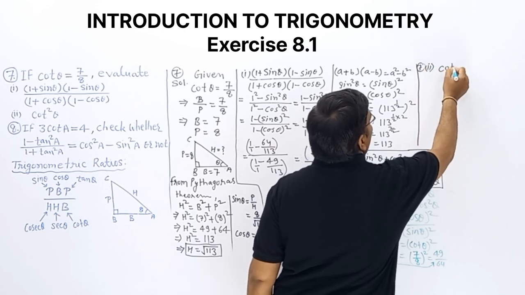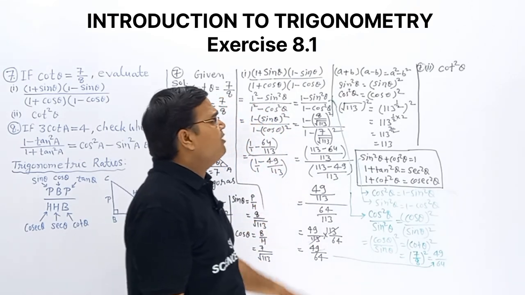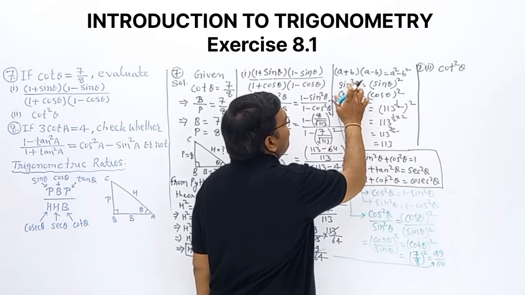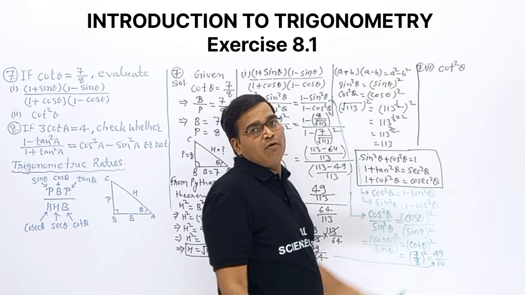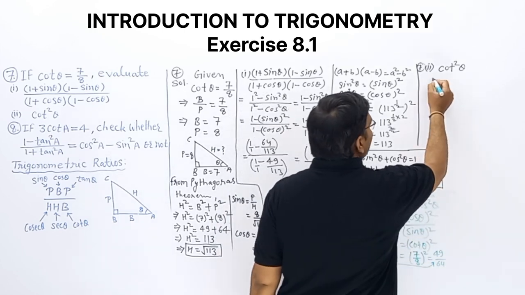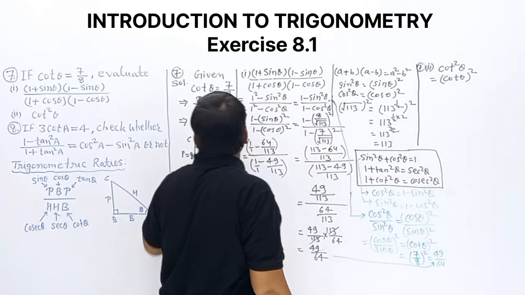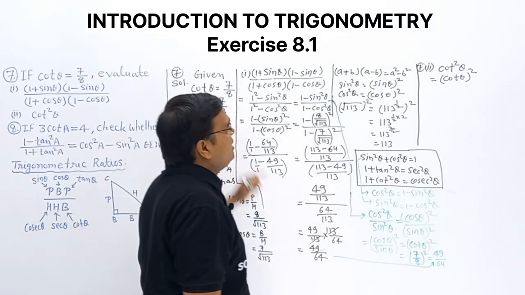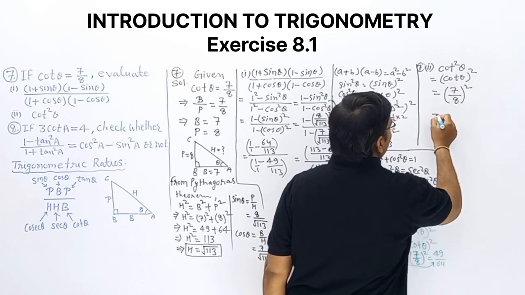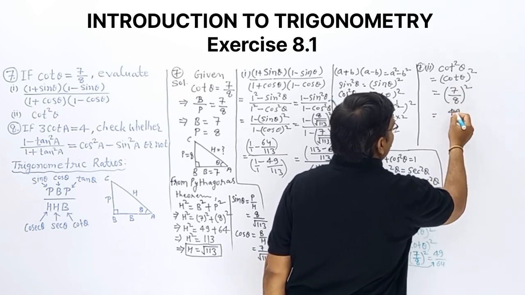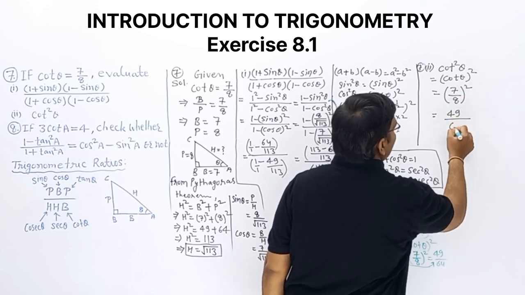What is this one? Cot square theta. We want its value. Observe. Easily we can do it. We already know sin square theta can be written as sin theta whole square. Same way we can write all the trigonometry ratios. So this can be written as cot theta whole square. Now what is the value of cot theta? It is given in the question. Cot theta is 7 by 8. So put the value of cot theta, 7 upon 8, and its whole square will be there. So 7 square is 49 and 8 square is 64.